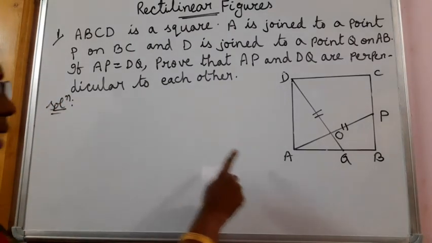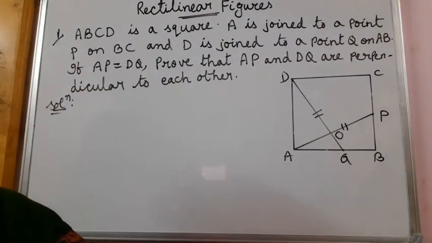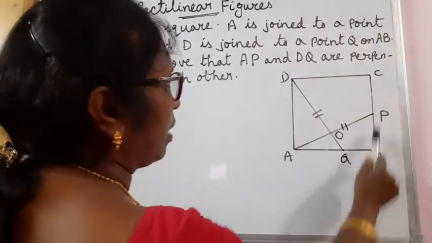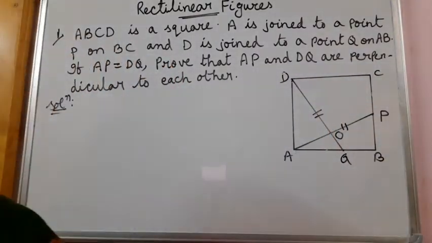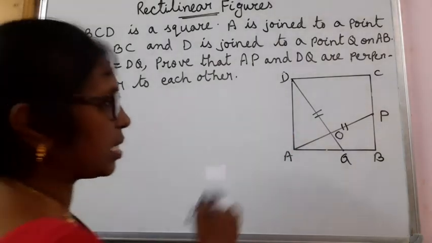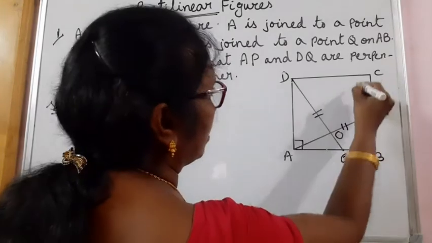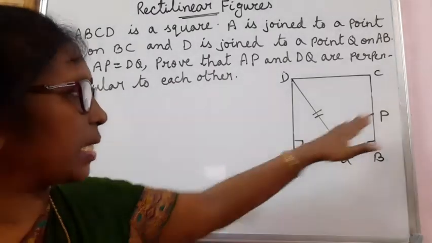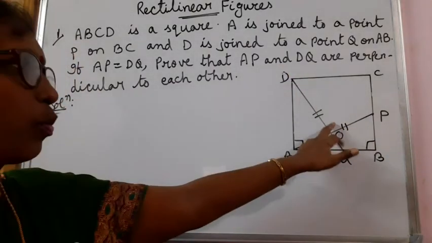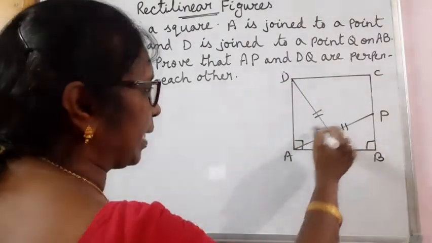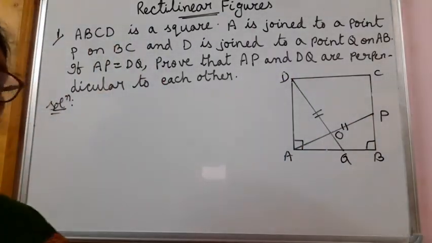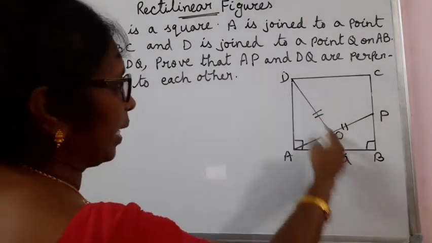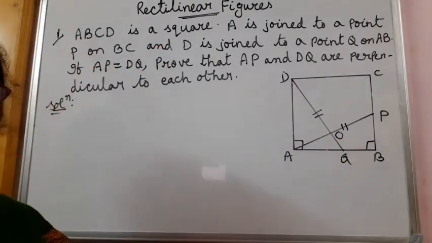What is given to us is ABCD is a square. That means, you know that in a square, all the sides are equal. AB, BC, CD, DA, all are equal. And also each angle is 90 degree. Also given AP is equal to DQ, we have to show that angle DOP is 90 degree or AP and DQ are perpendicular to each other. In order to prove that, let us make triangle ADQ and ABP congruent first.